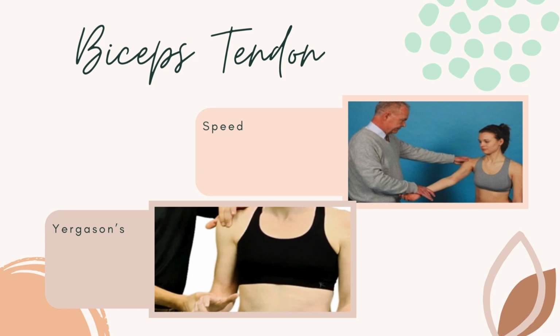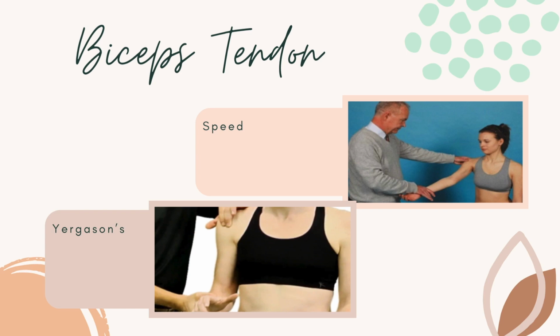You might note some weakness, fatigue, or pain with an MMT. And if they do have a tear, they might report a pop with a Popeye deformity, so that means the biceps has rolled up. The tests that you'll perform if you think it's the biceps will be Speed's or Yergason's.